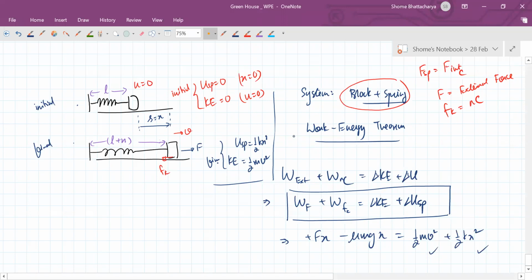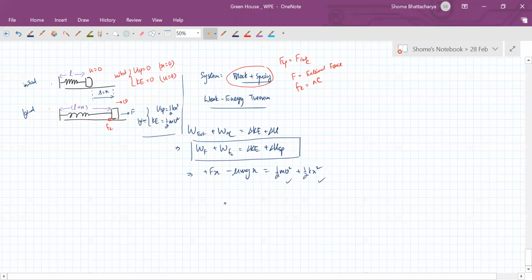Now, if you compare this with what we got from the work kinetic energy theorem earlier, you'll see it's exactly the same. So this reduces to the same thing: half mv square is equal to Fx minus mu mgx minus half kx square. This is exactly the same equation as what we've written earlier.